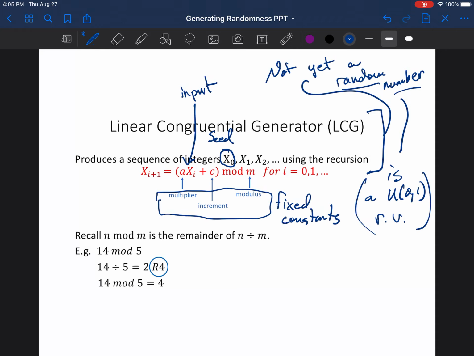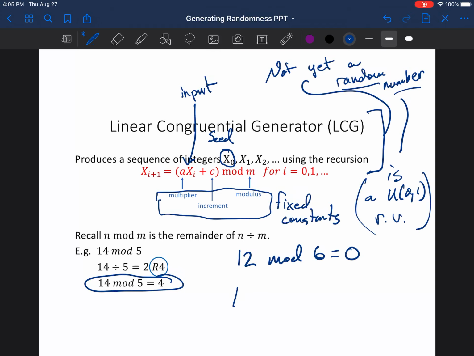So it means you divide by m and take whatever remainder is there, and that's the next number. Okay, so let's see how this works in an example. For the modulus, n mod m is the remainder of n divided by m. So 14 mod 5, well, what is that equal to? 14 divided by 5 is 2 with a remainder of 4. So 14 mod 5 equals 4. Maybe a couple other examples: 12 mod 6 is equal to 0, because if you divide 12 by 6, you get 2 with a remainder of 0.